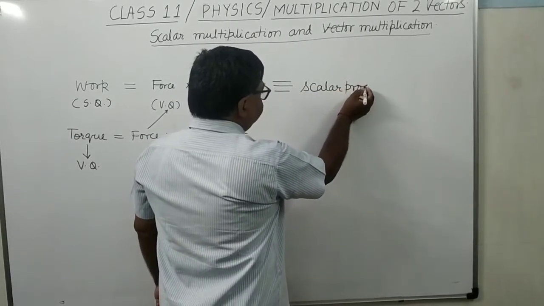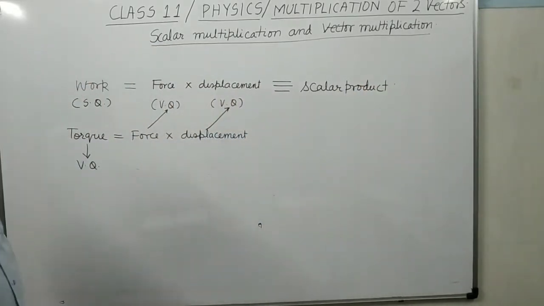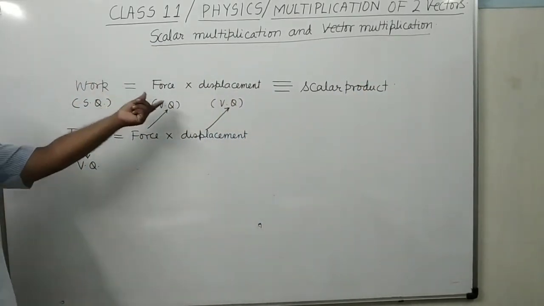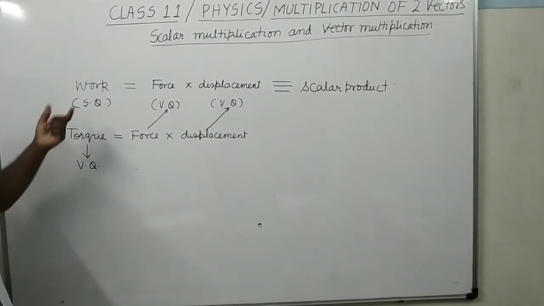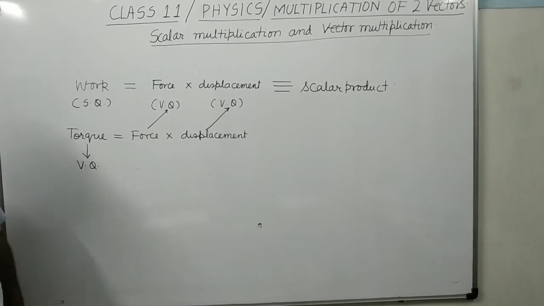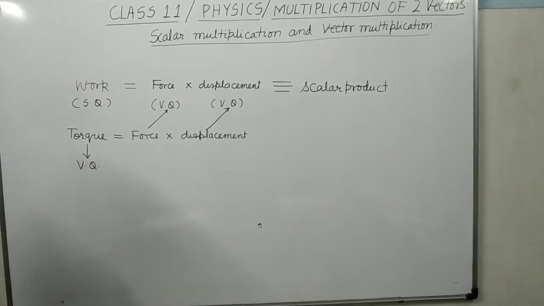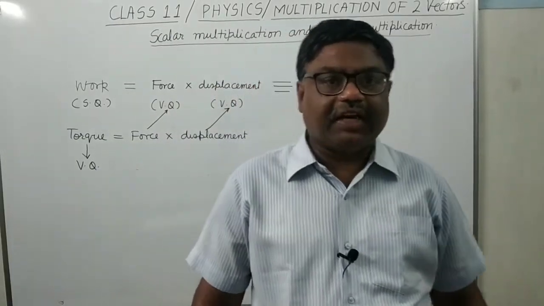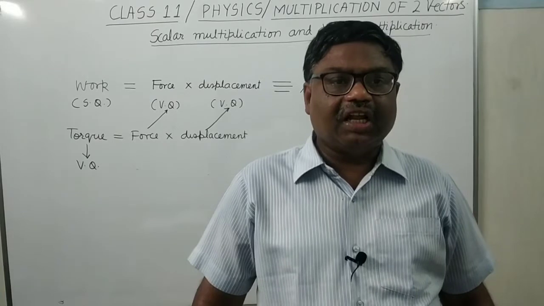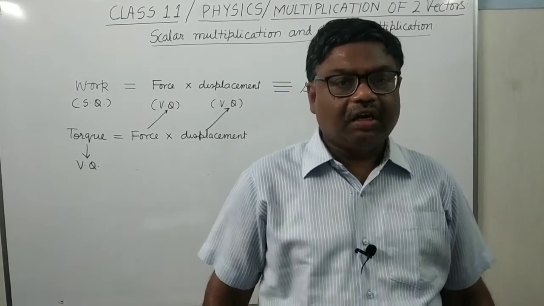It's clear? If you see here, the product of these two vectors, force and displacement, is giving work, which is a scalar quantity. So this product we call a scalar product. When two vectors are multiplied in such a way that the result is a scalar quantity, then that product is known as the scalar product.